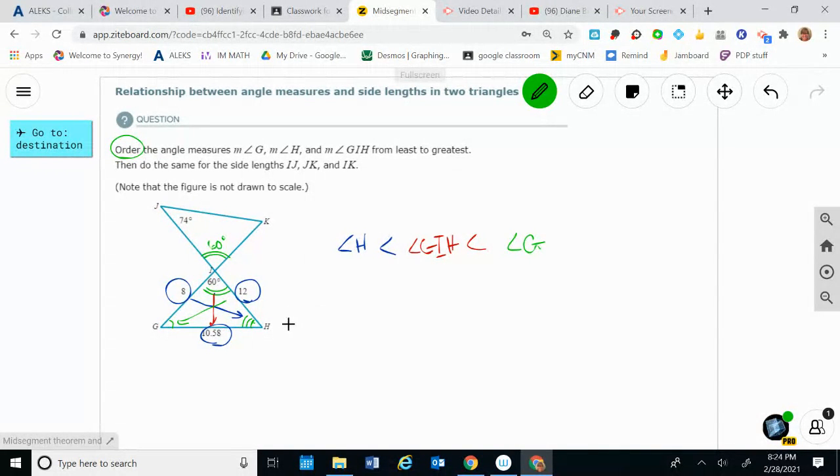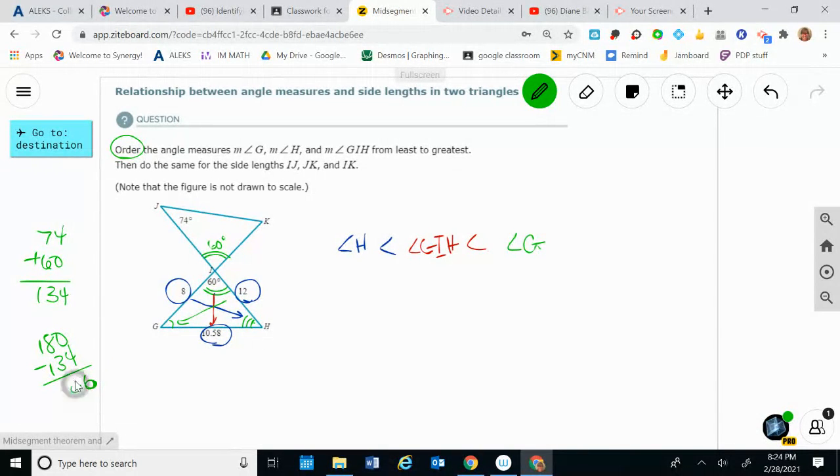Now they want you to do the same thing for these sides, but we need to get this other angle. So we need to add 74 plus 60, and you'll get 134. And you need to subtract that from 180.